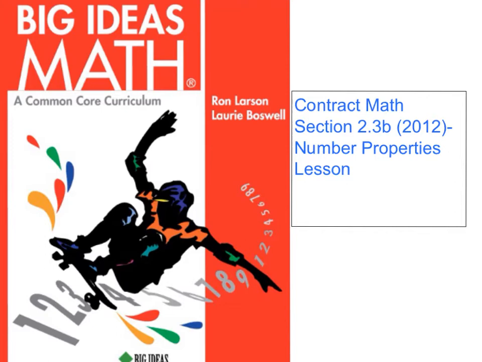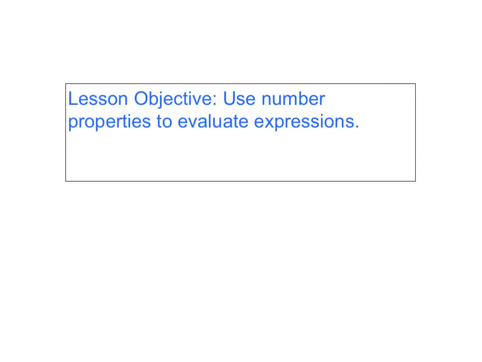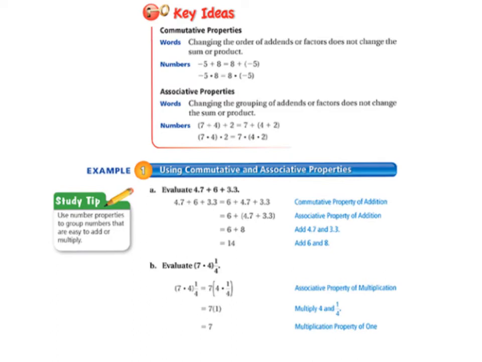Pause while you write Section 2.3b, 2012 edition lesson in your math notebook. Pause again while you write the lesson objective: use number properties to evaluate expressions. For this lesson, we'll be working on pages 67A and 67B in your 2012 textbook.